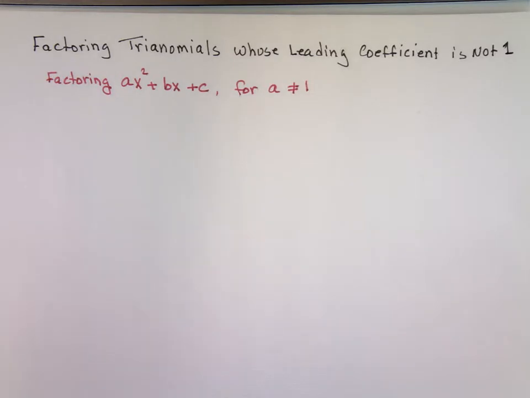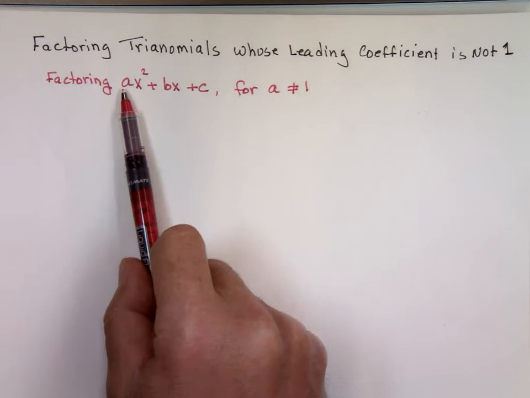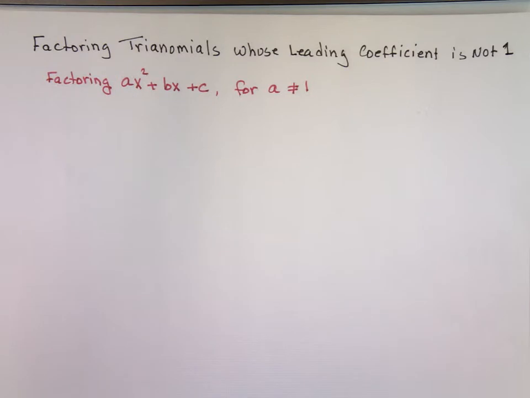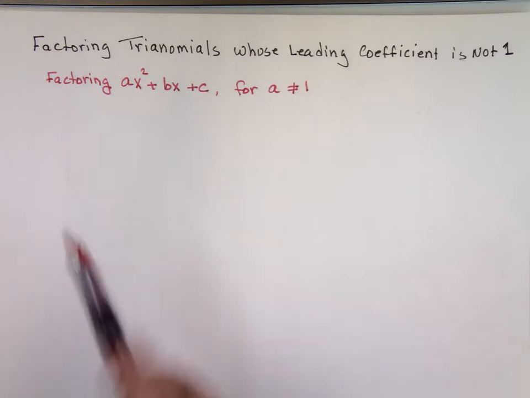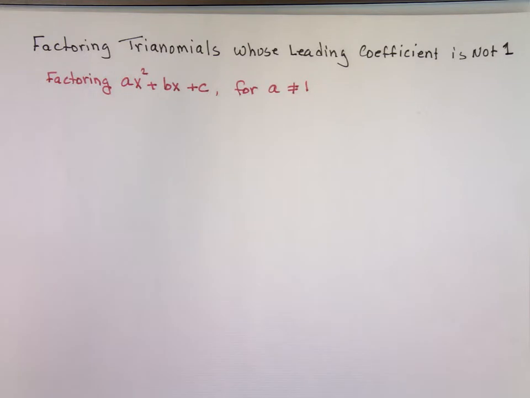In this video, we're going to learn how to factor a trinomial whose leading coefficient, that's this number, is not a 1. In the previous video, all the examples we did, the leading coefficient was 1, so we had a straightforward method to handle that. When the leading coefficient is not 1, it's really more of a trial and error method. It's kind of a guessing game.